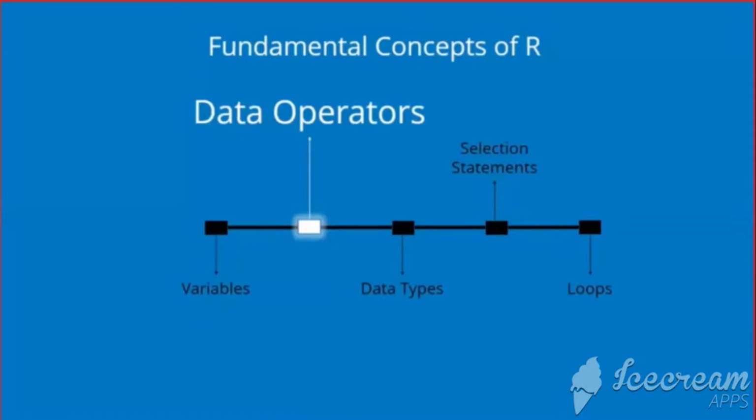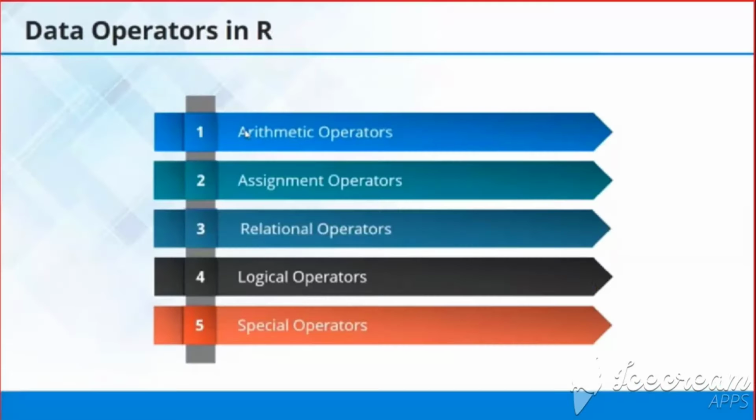Hello guys, so this is our second lecture and today we will see the data operators in R programming. We have different types of operators like arithmetic operator, assignment operator, relational operator, logical operator, and special operator. So let's see them one by one.